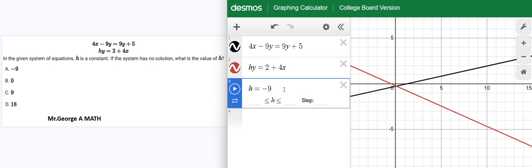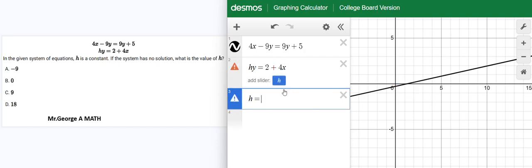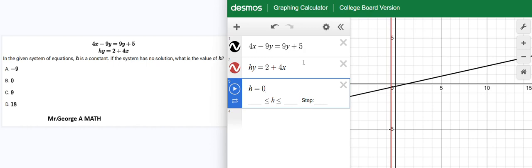So there is a solution. We put the next value, 0. Still intersect over here. There is one solution. Let's hit 9. Also they intersect over here.